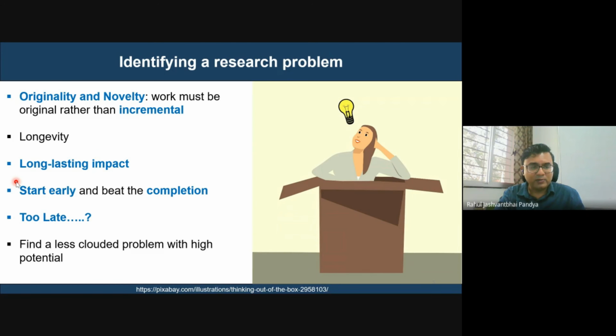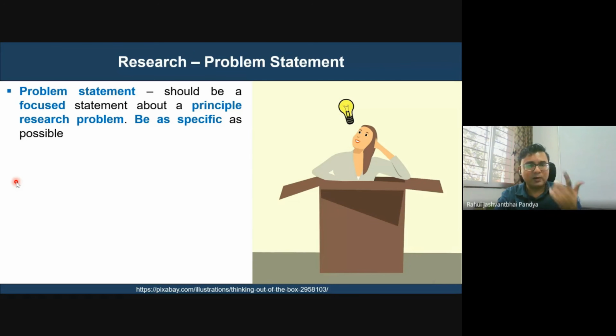Find another problem which is less clouded, right? There's a high potential to publish the research. So find another problem in that. Next comes the problem statement, correct? So for any research, the problem statement is very important.